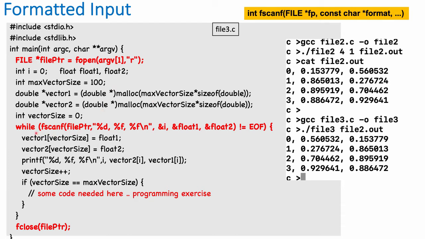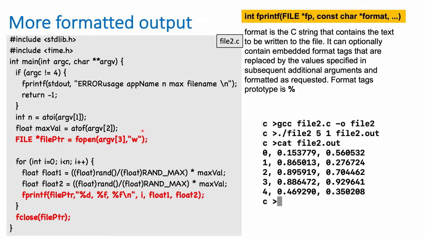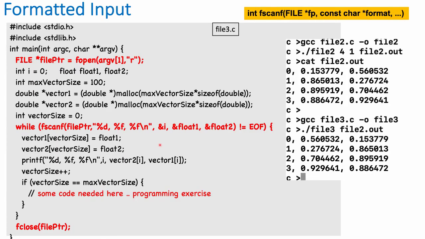And then while I'm not done, I'm going to read from the file using this formatted string, %d, comma, space, %f, comma, space, %f, newline. So that formatted string is identical to what we used in the write example. Then we're setting values now, so I can't put in I, float1 and float2. We have to put in the address of I, the address of float1, and the address of float2. And we're going to keep doing this until we reach the end of file.